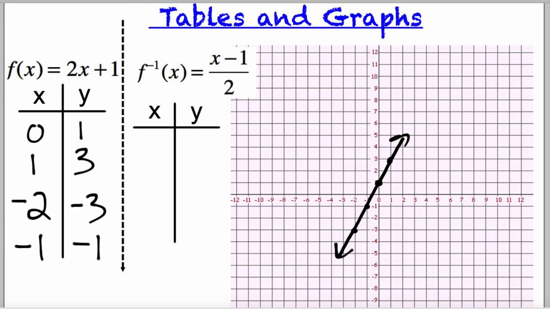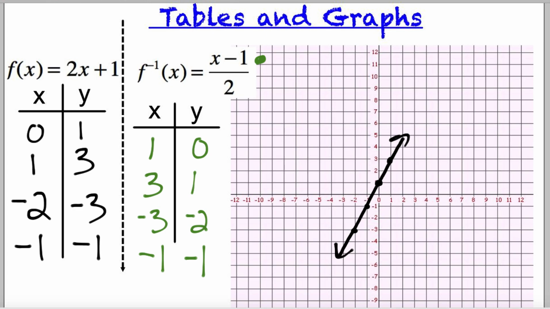Now, if I wanted to graph the inverse, well, we already figured out what the inverse was. So I'm going to do this one in green. If I just want to plug in some points for this one, I could plug in 1, and that would give me 0, because my numerator would be 0. I could plug in 3, so 3 minus 1 would be 2, and 2 over 2 is 1. I could plug in -3: -3 minus 1 is -4, over 2 is -2. I could plug in -1, and I would get -2 on top divided by 2, which is -1.